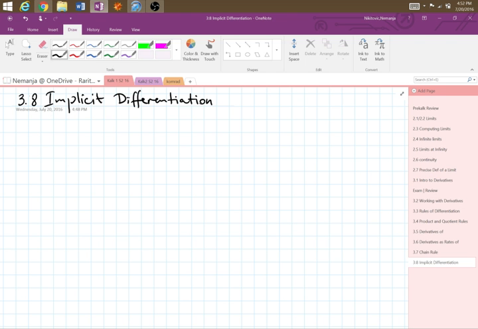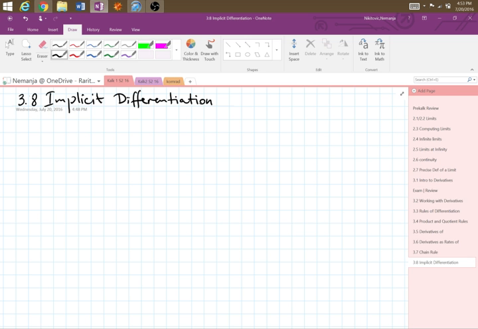We are in Chapter 3, Implicit Differentiation. We're going to talk about yet another way to take derivatives. All of the same rules still apply. Derivative of sine is going to remain cosine. The derivative of x squared is still going to be 2x and so on.